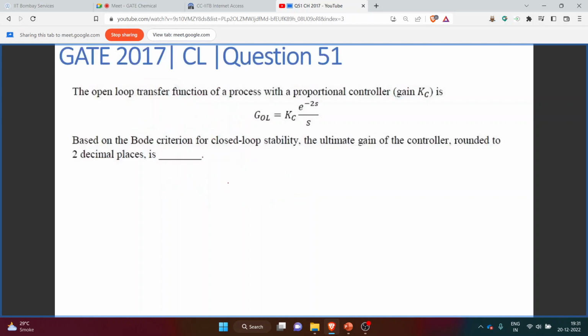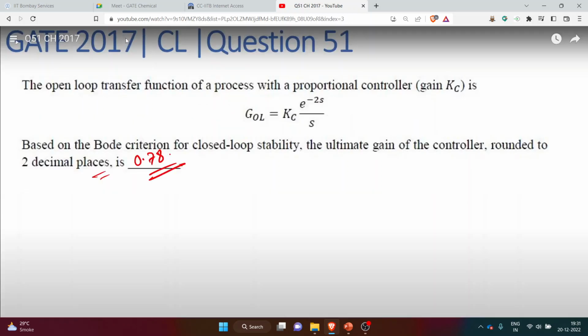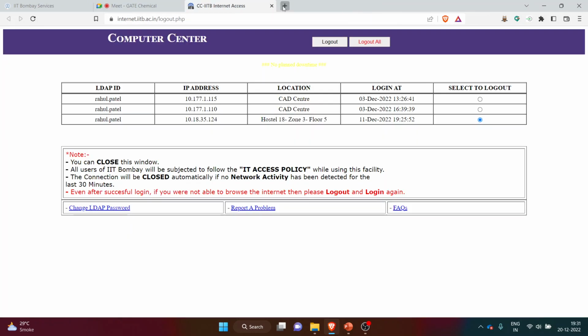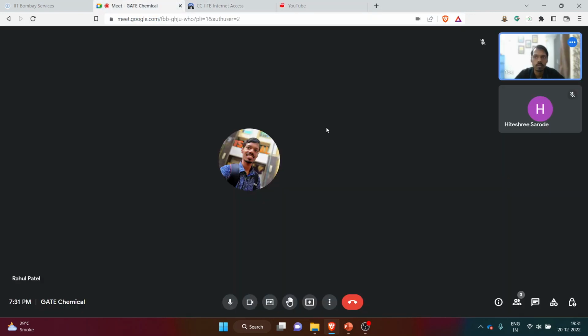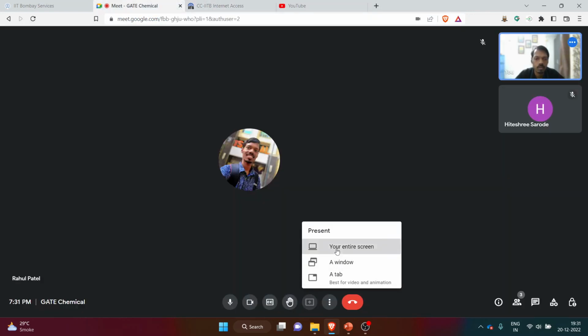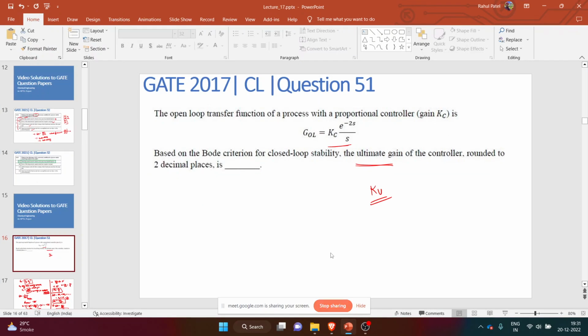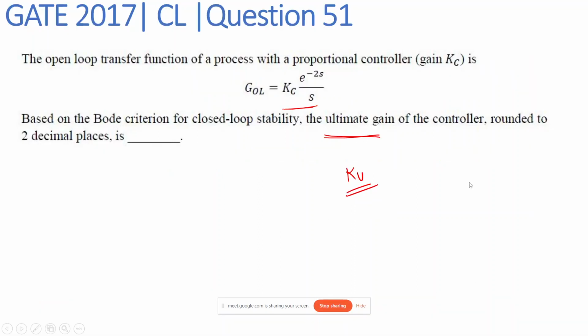So the final answer, based on the Bode criterion for closed loop stability, the ultimate gain of the controller rounded up to 2 decimal places, we can simply write it as 0.78. So in this question, we calculated the ultimate gain of the controller using this Bode stability criterion.